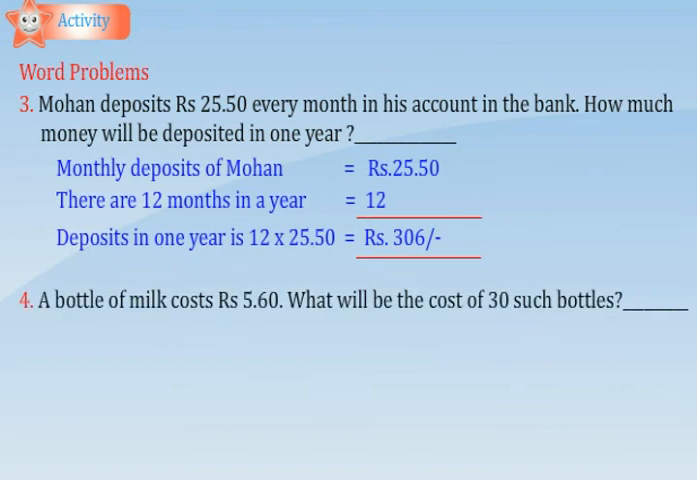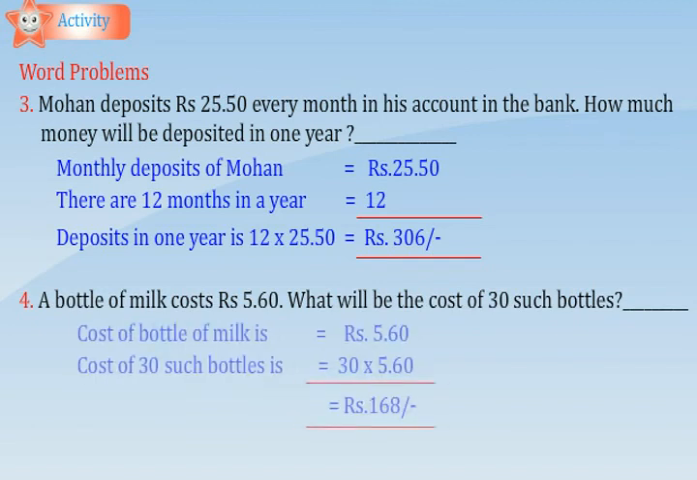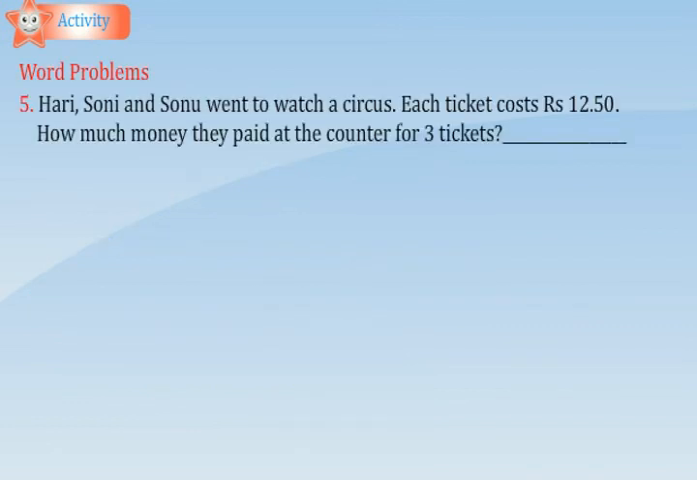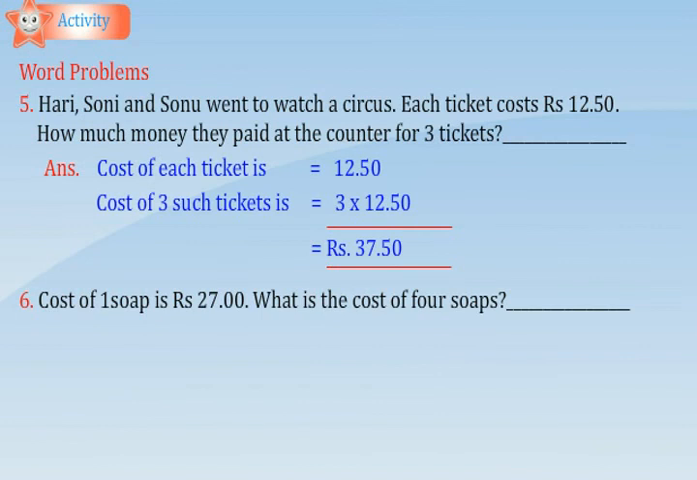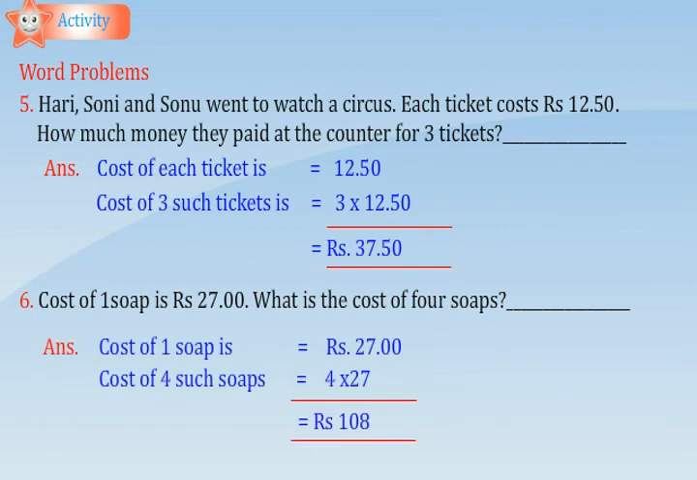A bottle of milk costs rupees 5.60. What will be the cost of 30 such bottles? Hari, Soni and Sonu went to watch a circus. Each ticket costs rupees 12.50. How much money did they pay at the counter for 3 tickets? Cost of 1 soap is rupees 27. What is the cost of 4 soaps?